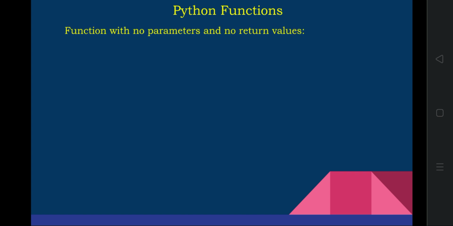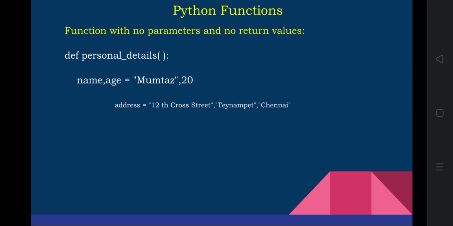Next is the user-defined function. As we have mentioned earlier, a user-defined function is defined for the purpose of the user. Suppose I want to print the biodata or give my personal details, I can use this program, def personal details. This is an example of a function with no parameters and no return values. We can see in the function here, after the function definition, name, age is equal to some value is given, and then we define address is equal to some value is given.